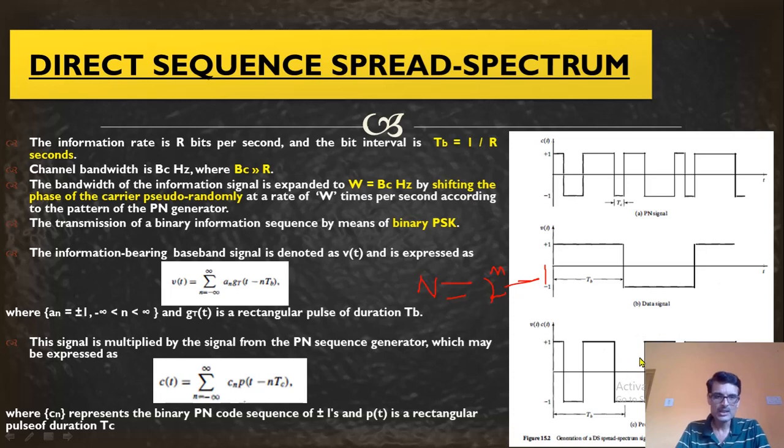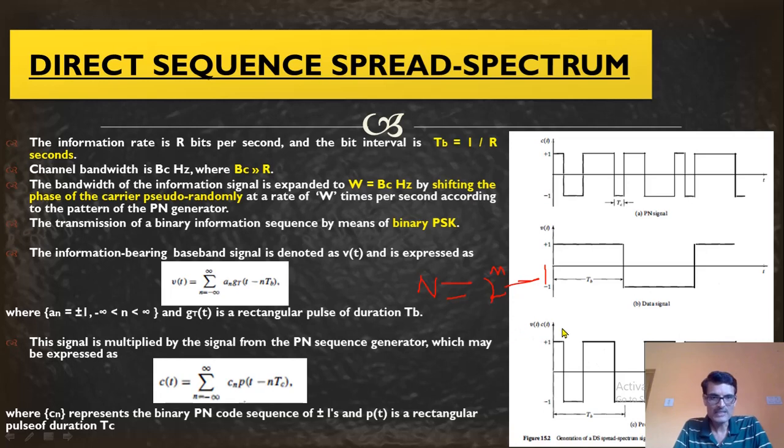So we are going to transmit. This signal is given to the PSK modulator in case of DSSS, direct sequence spread spectrum, and the phase of that carrier is changed pseudo randomly. Depending on these bits, the phase is changed now, not depending on this one single bit. It is depending on these bits so many times, that many times we are going to change the phase.